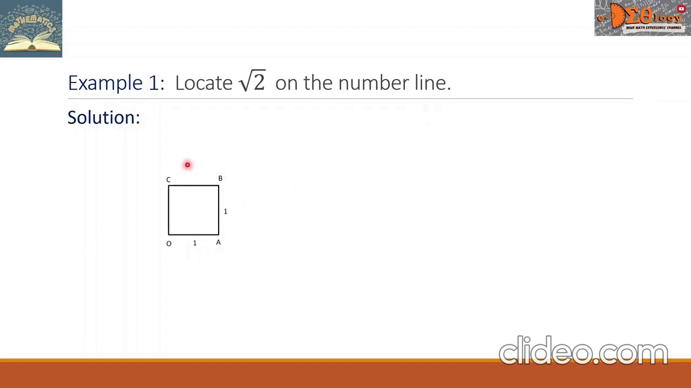OABC with sides 1. Then let us draw the diagonal OB. By the Pythagorean theorem, we can compute for OB. That will be 1 squared plus 1 squared equals the square of the length OB. When we simplify this, OB is equal to the square root of 2.